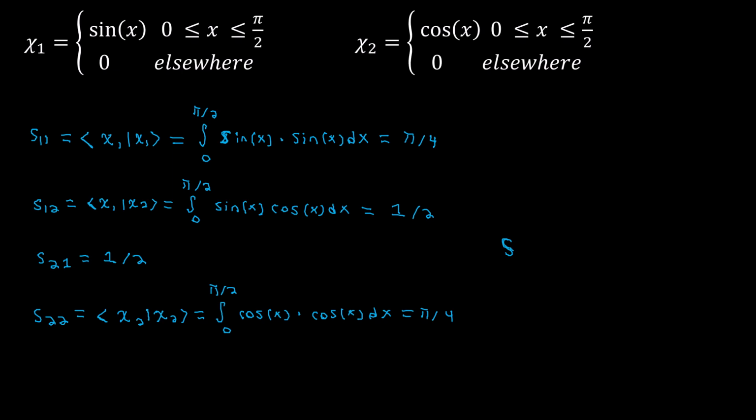Nonetheless, now that we have our 4 matrix elements, we can assemble our overlap matrix S, which I'm actually going to write in yellow here. So we find that our overlap matrix will be, in the top left, S11, which we found to be pi over 4. In row 1, column 2, we'll have 1/2, as that's S12. S21 is 1/2, and then finally S22, our bottom right element, will be pi over 4. And this here will be our overlap matrix for these basis functions.